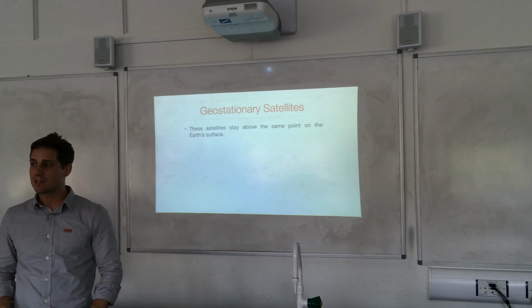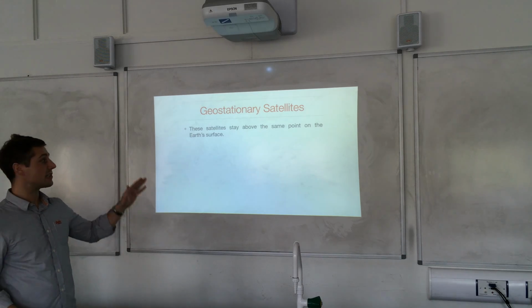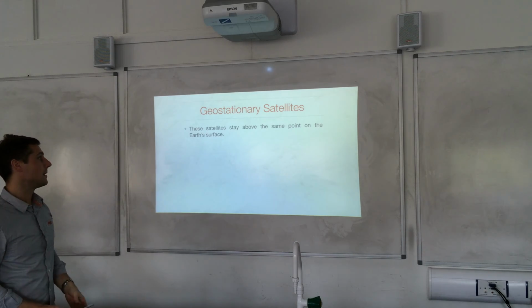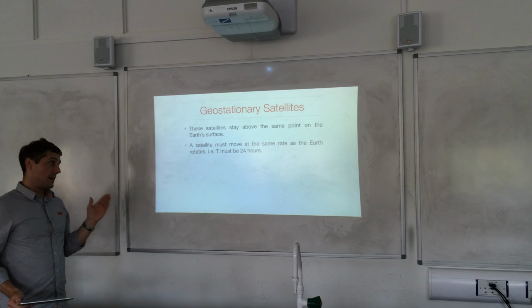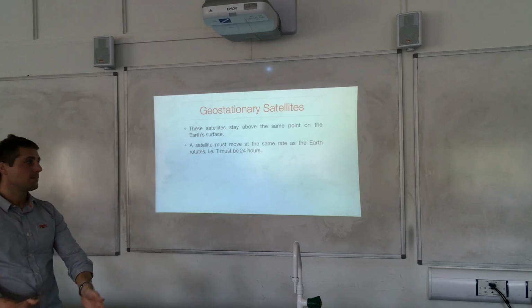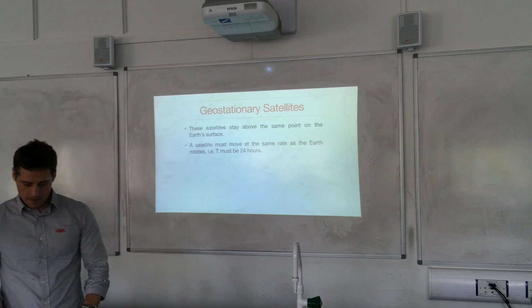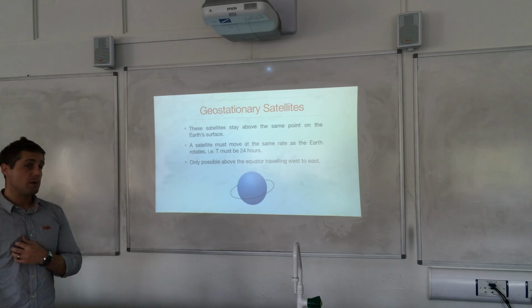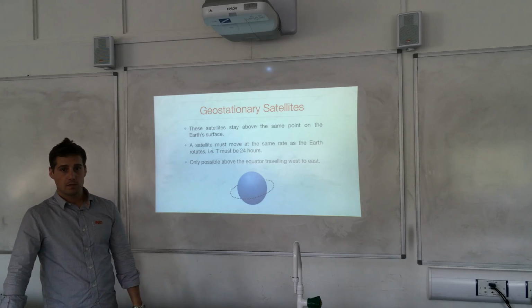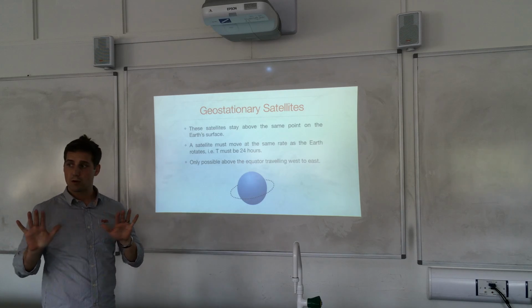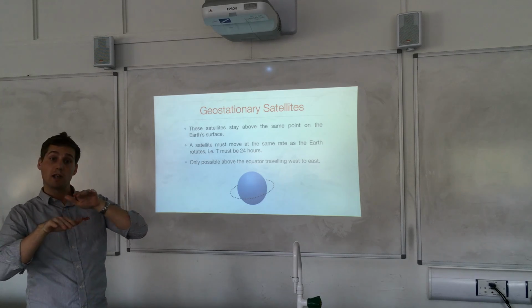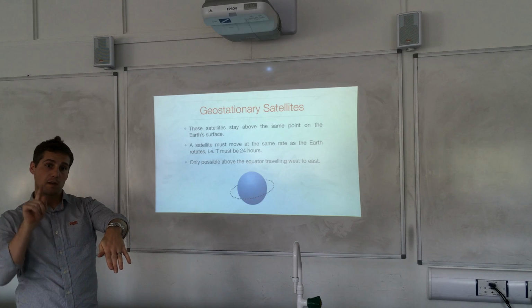Okay, geostationary satellites. These are satellites that stay above the same point on the surface of the Earth. Okay, so they're always above the same point. In order to do that, it must move at the same rate as the Earth rotates, which is 24 hours. Okay, T must be 24 hours. And that is only possible if you are above the equator, travelling west to east. So the Earth's surface is rotating towards the east, which is why the sun appears to rise from the east. It's moving towards the east, so you've got to be going in that direction.